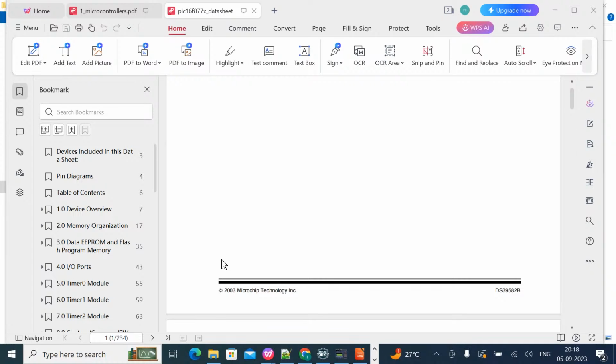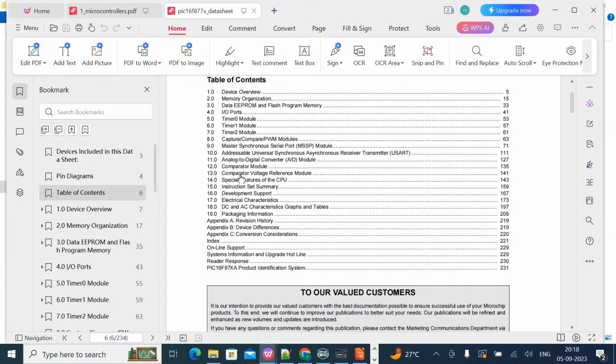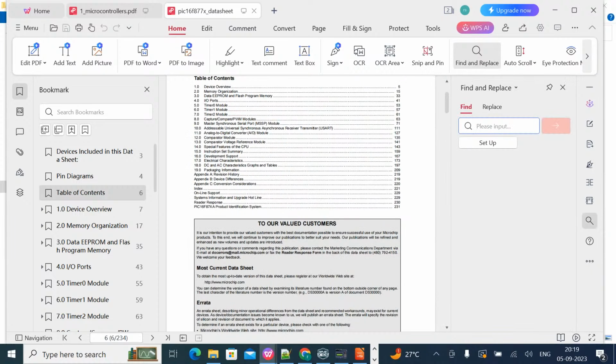Okay, so we have to check how many ports this microcontroller is having. For that, you can refer to the table of contents. But if you're not able to see the required part in the table of contents, it's a PDF document, so you can directly search for it. Let me press Control F. You can see the search window appearing here.